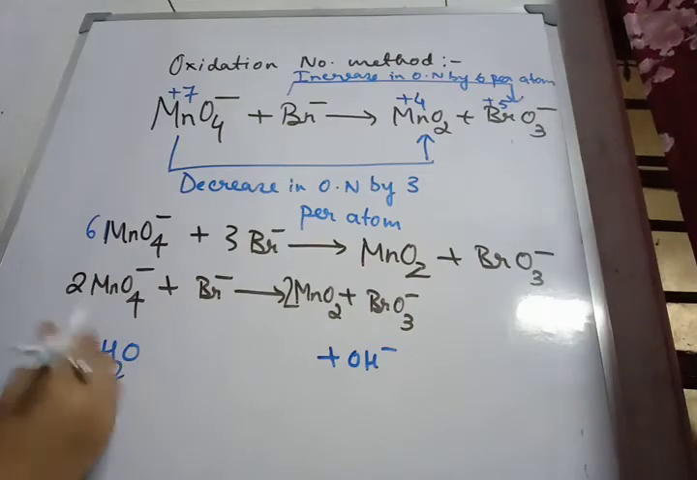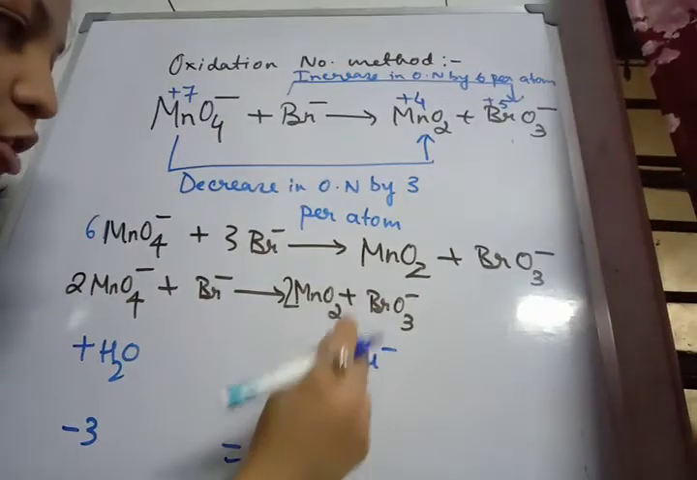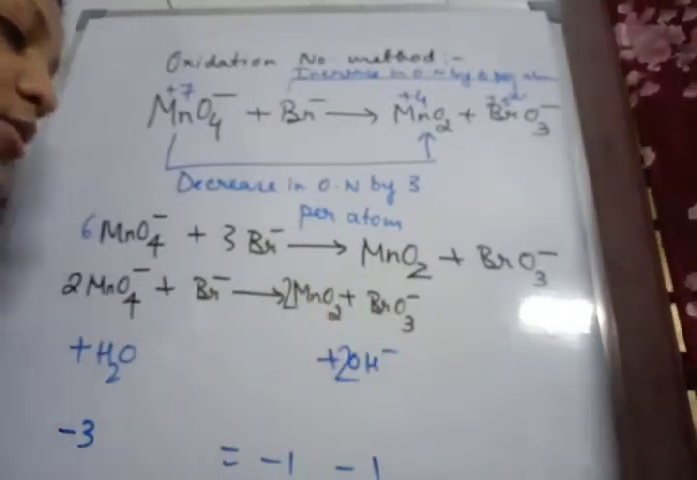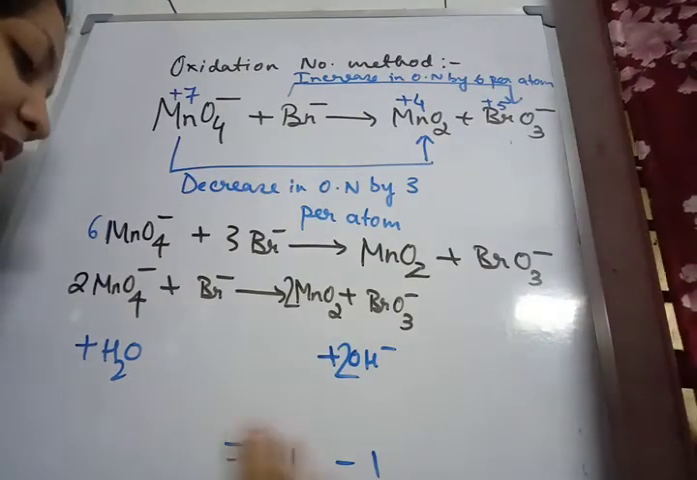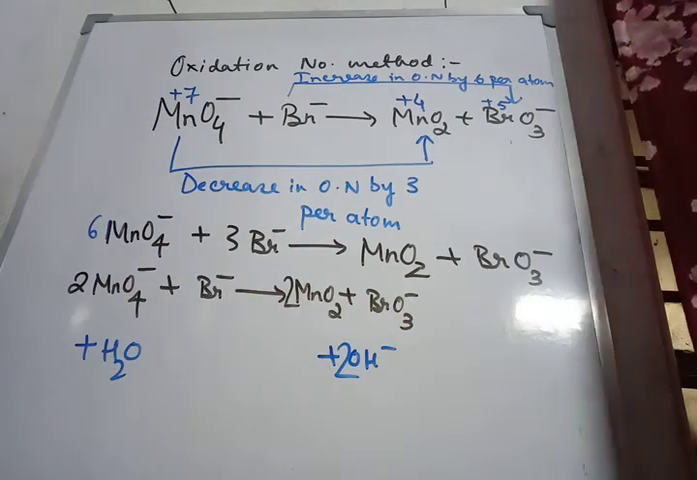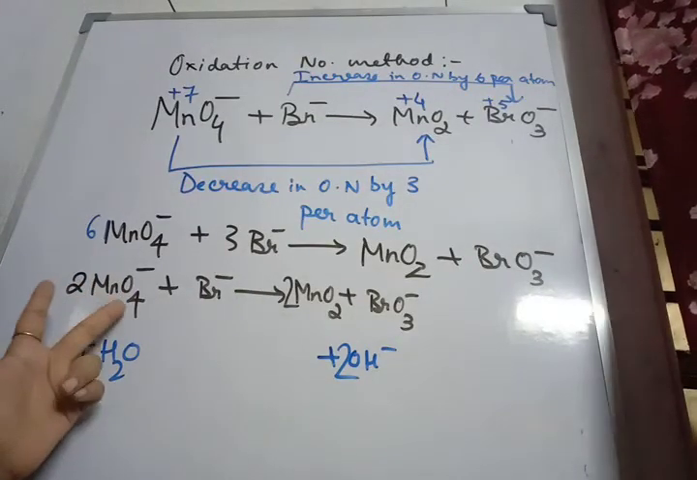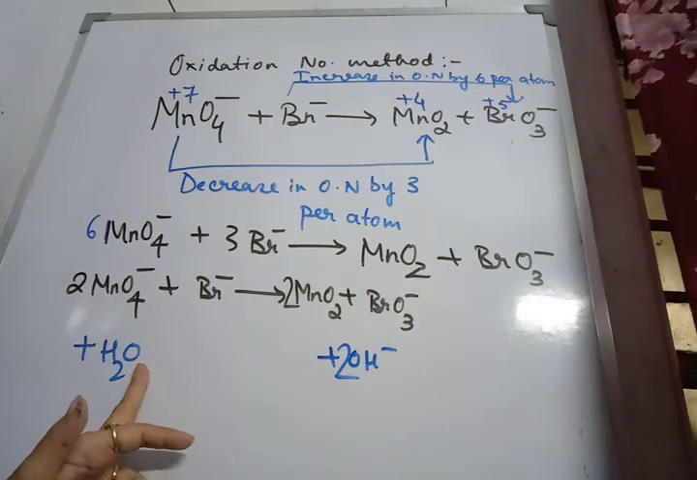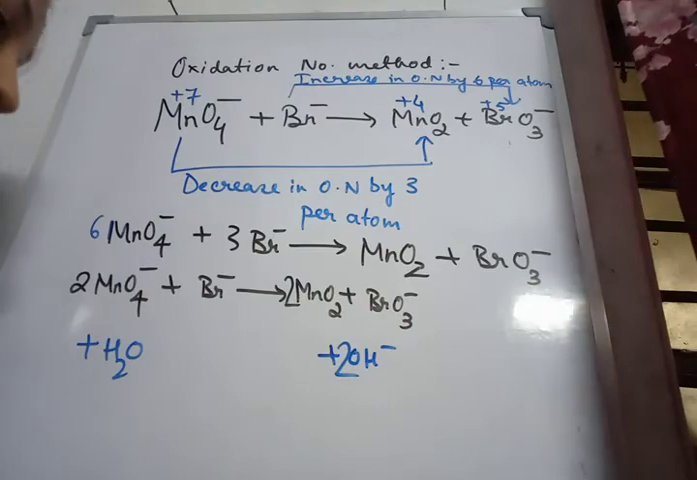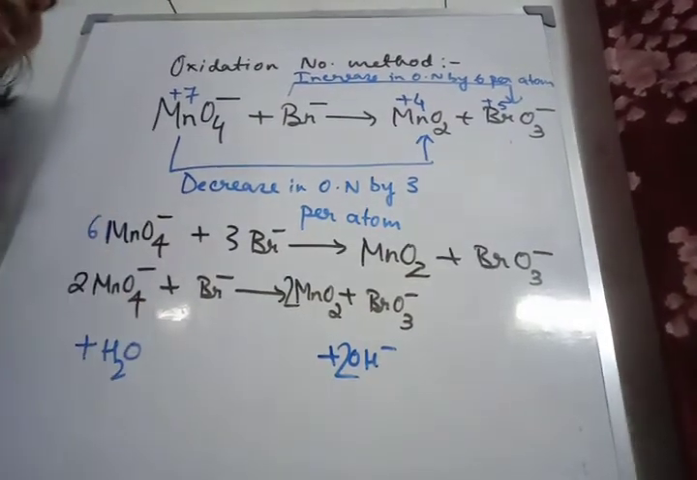Now left hand side, what is the charge? Left hand side charge equals -3. Right hand side, what is the charge? -1 for bromate and -1 for hydroxide. So if we multiply hydroxide by 2, then only my charge gets balanced on both sides. Right hand side also -3 charge and left hand side also -3 charge. And I think oxygen and hydrogen atoms are balanced. Left hand side we have 9 oxygen, and on the right hand side also 9 oxygen, and hydrogen is 2 on the left hand side. On the right hand side also hydrogen is 2. So the equation is balanced.